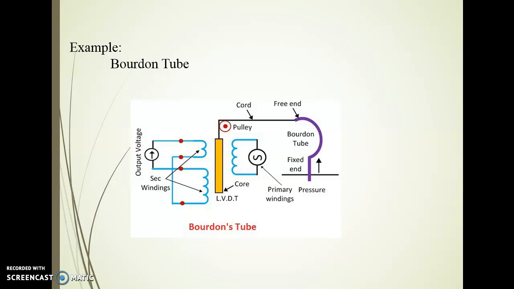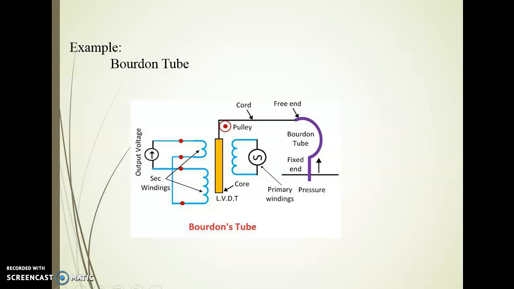That displacement moved the core of the LVDT. The movement of the core induces the output voltage, which is directly proportional to the displacement of the tube.